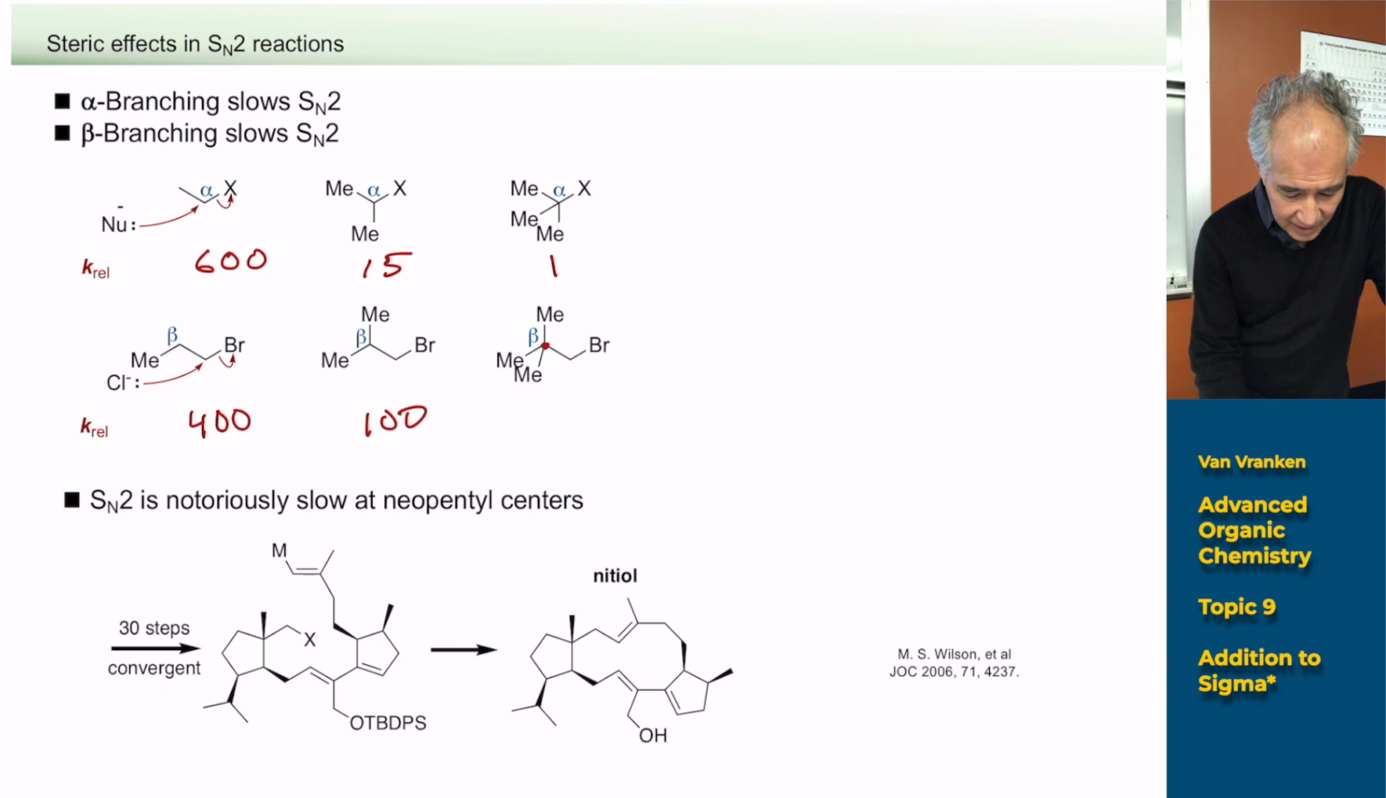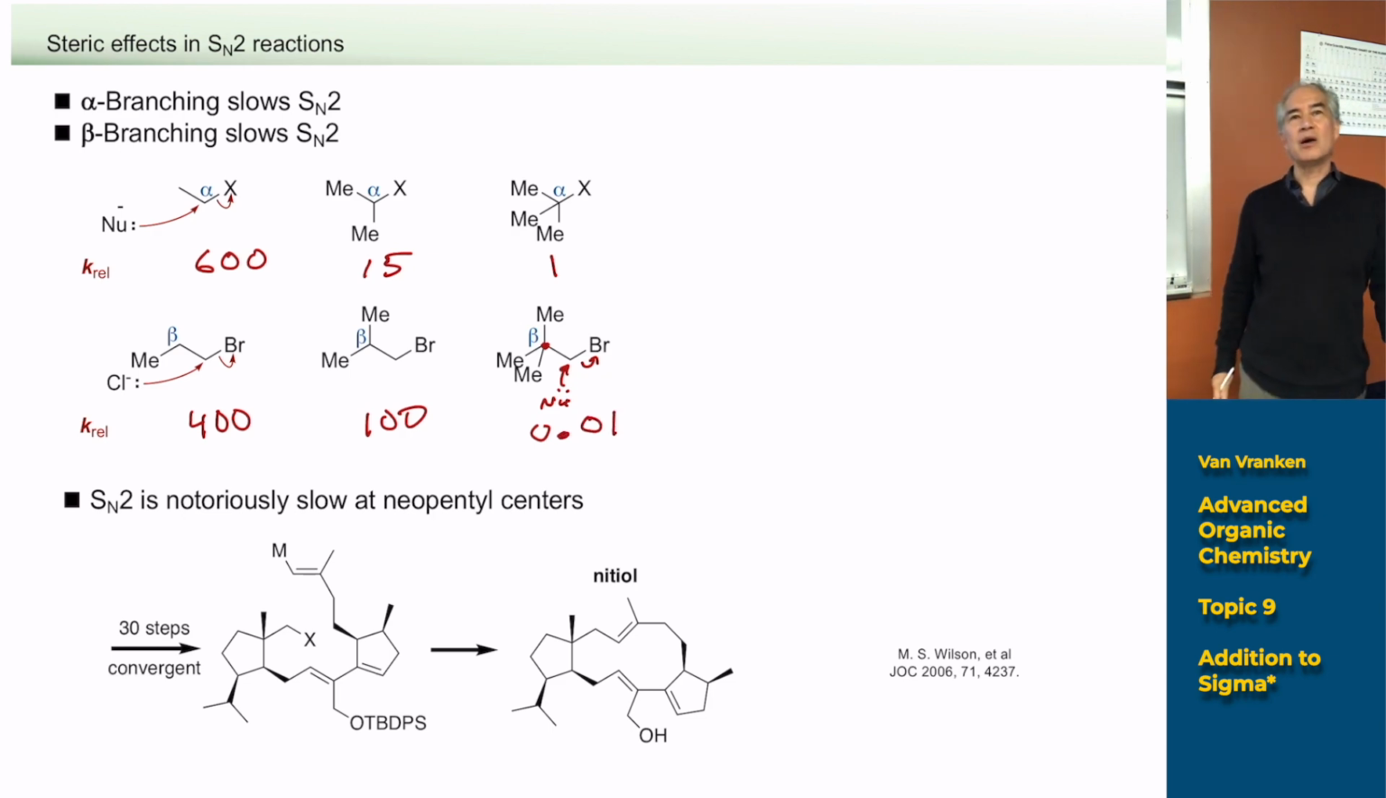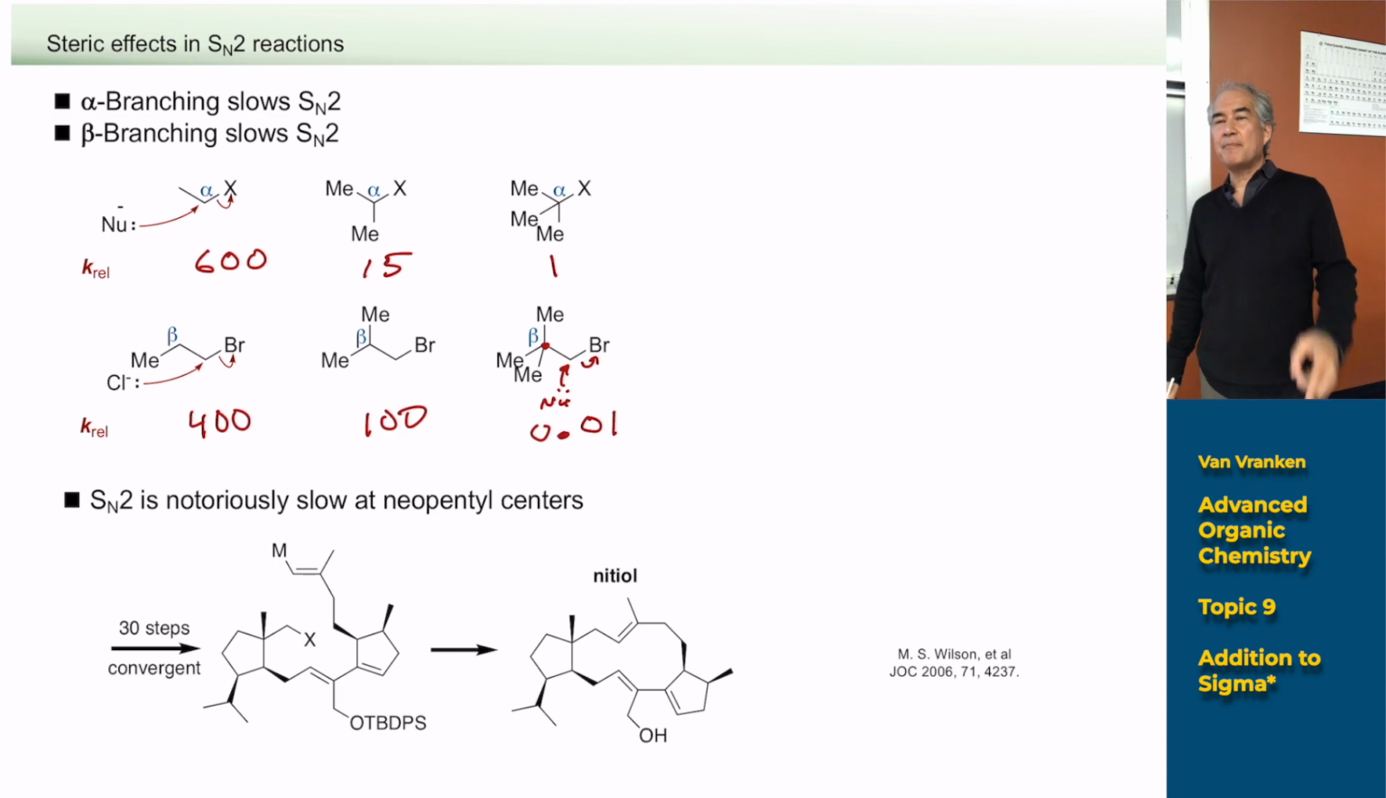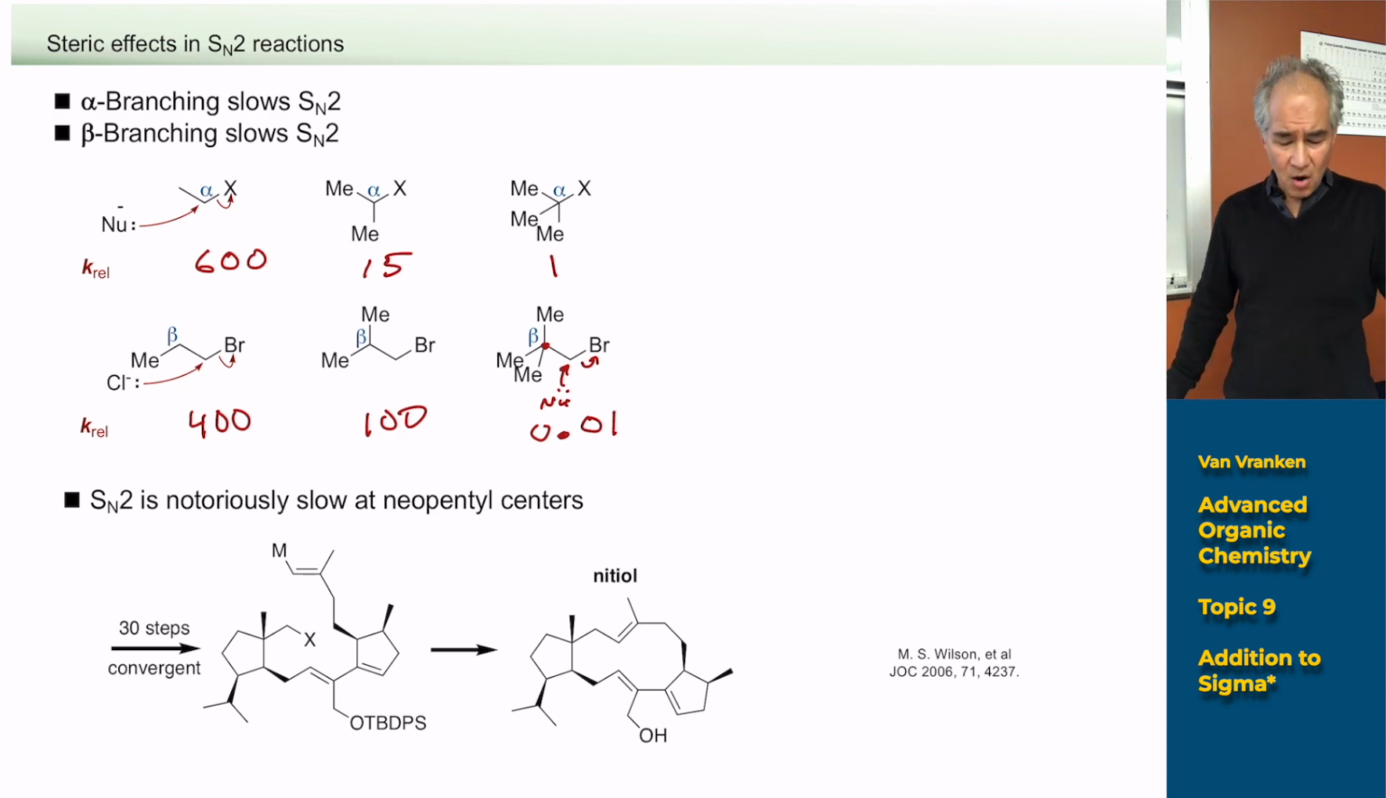When I look at the relative rate for substitution here with a nucleophile, that is really hard. That's really hard for a nucleophile. I can't even fit my electrons in there. And the rate is 0.01. It is 100 times slower to substitute when you've got beta branching. And we call that center a neopentyl center.